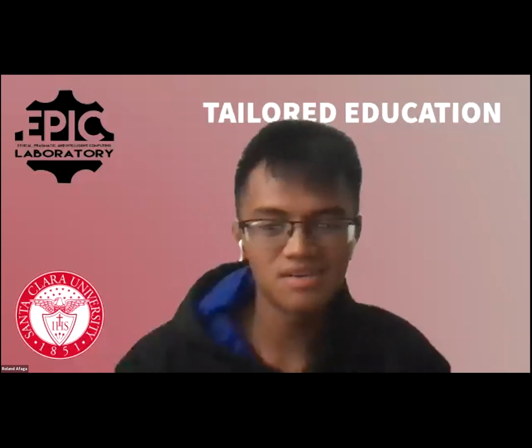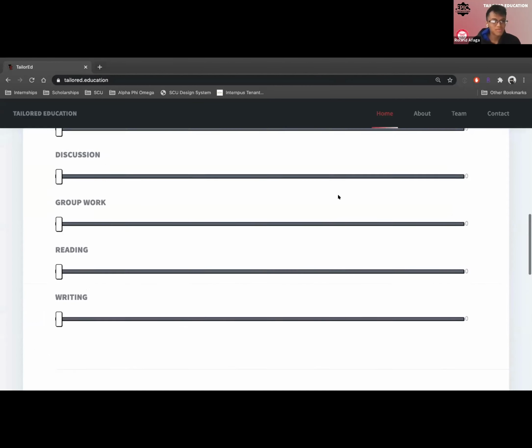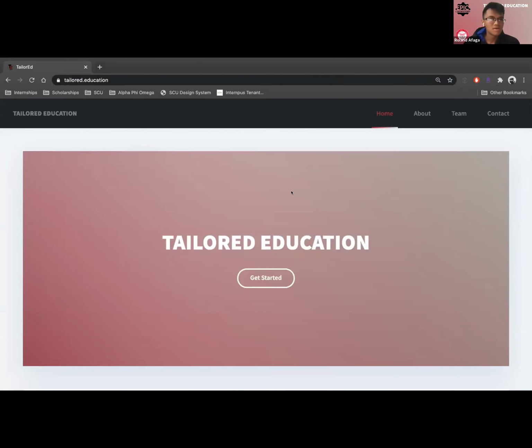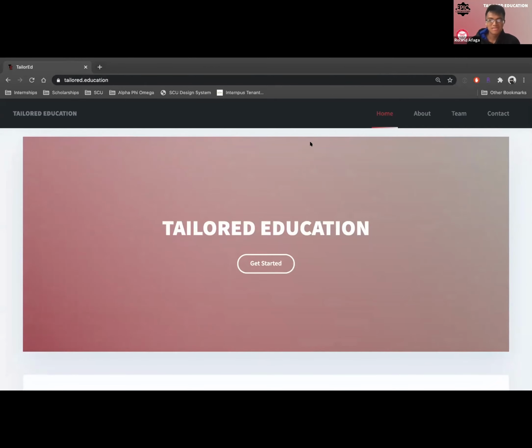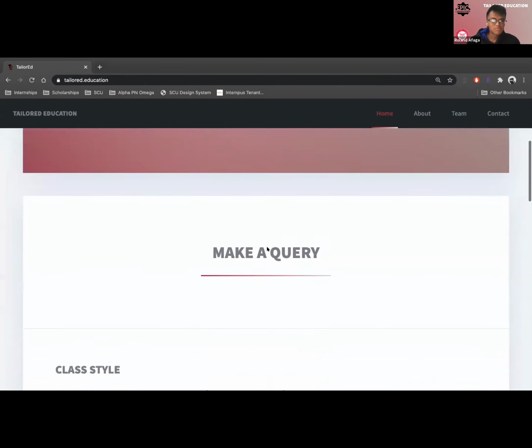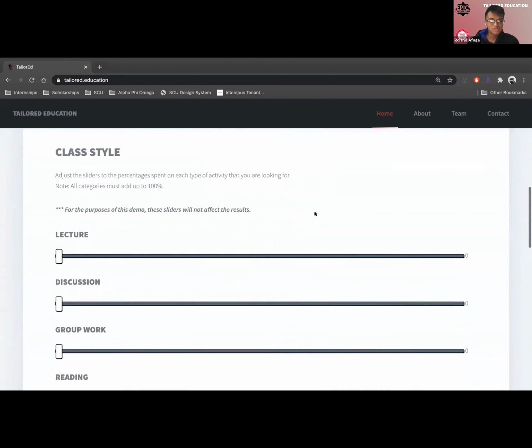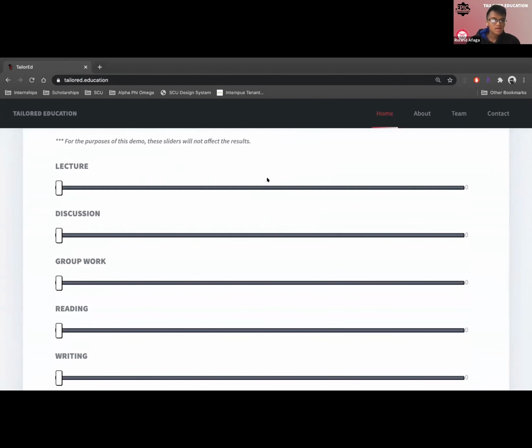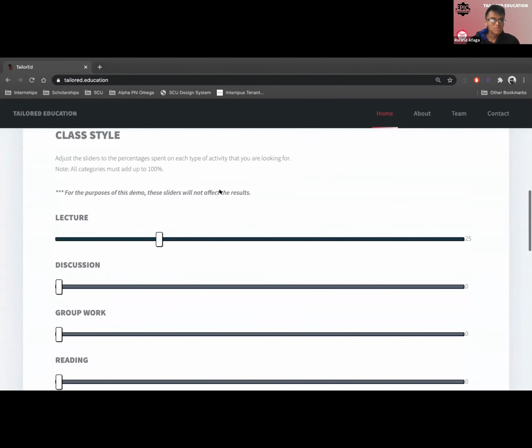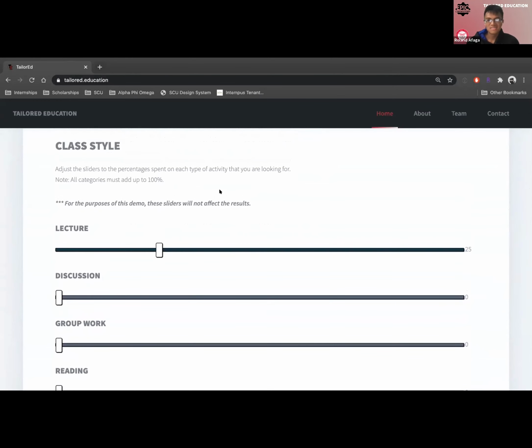Okay, I'll start to share my screen. This is the web tool that we've been working on recently, but please note that this is nowhere near close to done. We just started working on it. Basically, what Mika talked about, with all the classroom styles that you worked on earlier with the photo sorting, we have lecture, discussion, group work, reading, and writing. Eventually these sliders will help give you a prediction, just like the examples that Mika showed, but we do not have that live on the site yet.